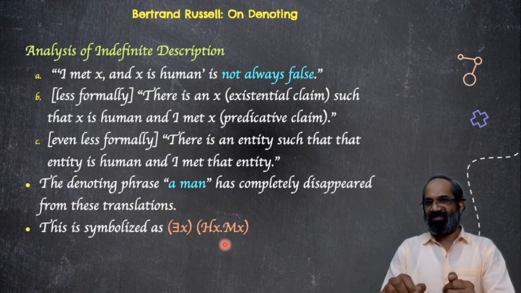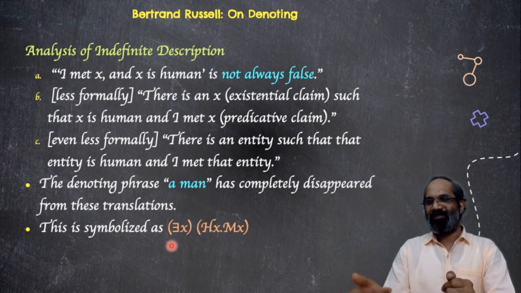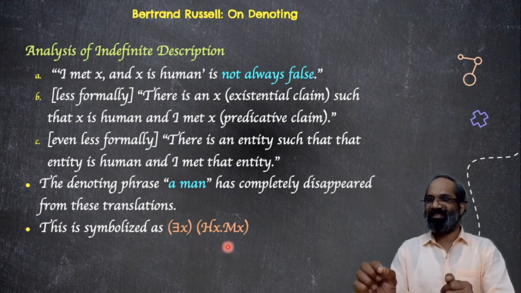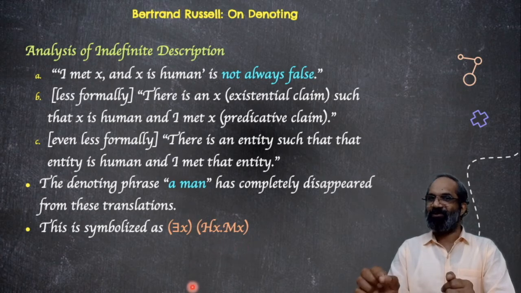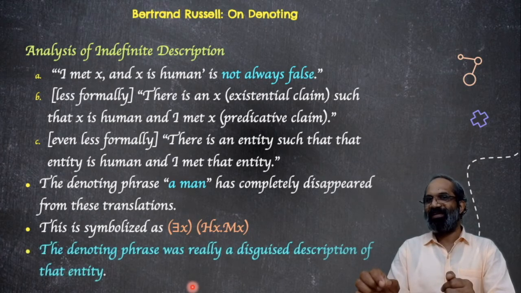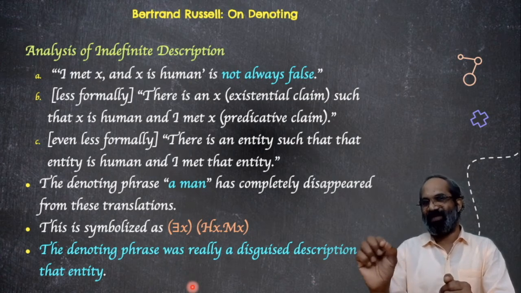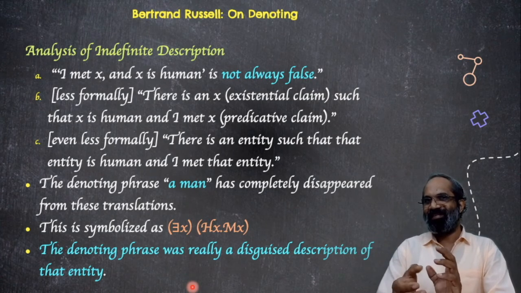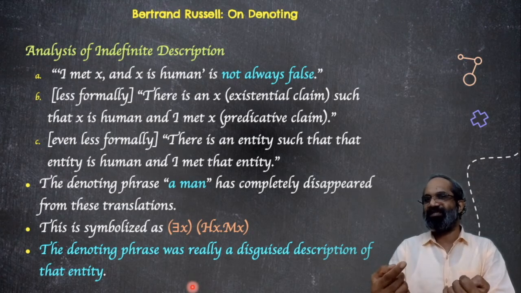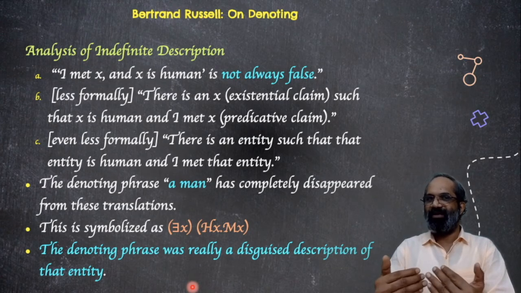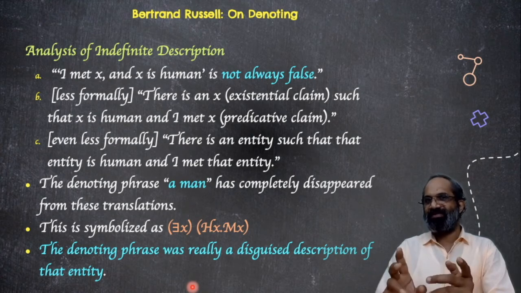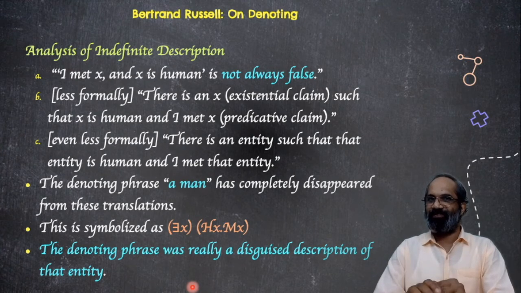And if you symbolize it in symbolic logic, you can represent it in the following way: at least one X such that Hx and Mx. So the denoting phrase actually was a disguised description of the entity. That entity has an existential claim as well as a predicative claim, and those are disguised in the form of an indefinite description, that is, "a man". And this is about indefinite description. There are two claims, the existential claim as well as the predicative claim.